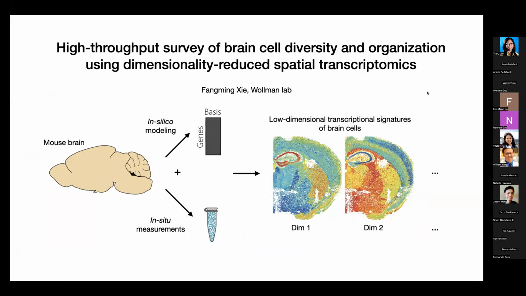So the topic of today's presentation is the high-throughput survey of brain cell diversity and organization using dimensionally reduced spatial transcriptomics. Sorry about the pronunciation.